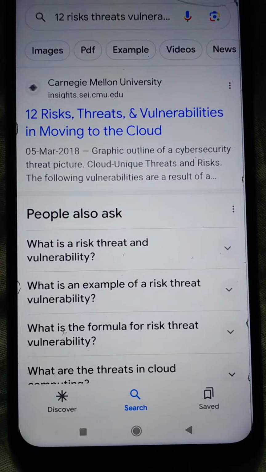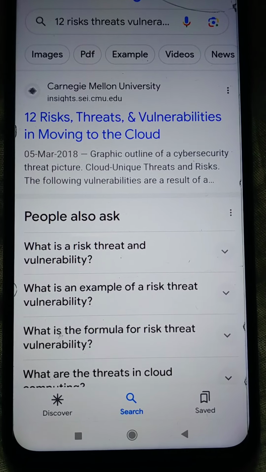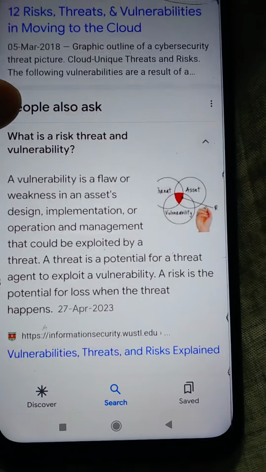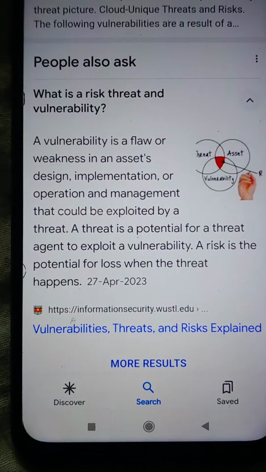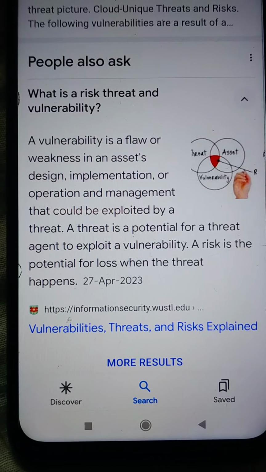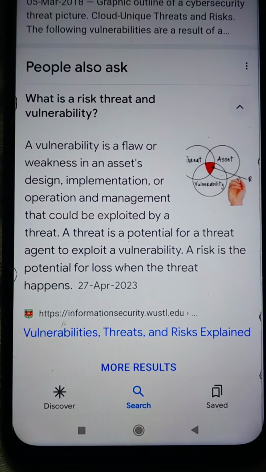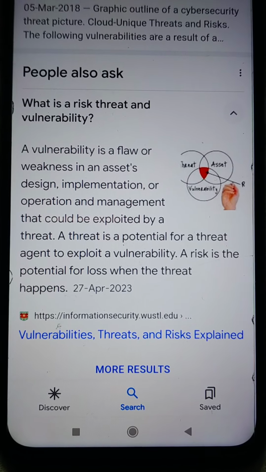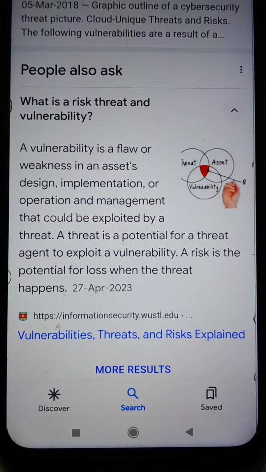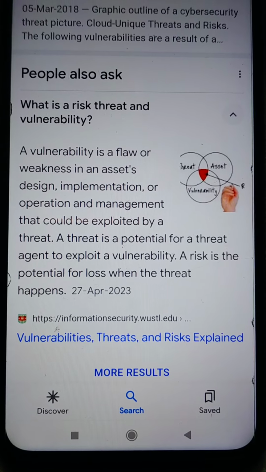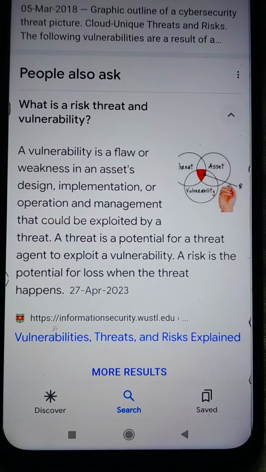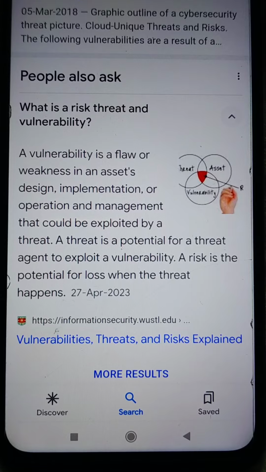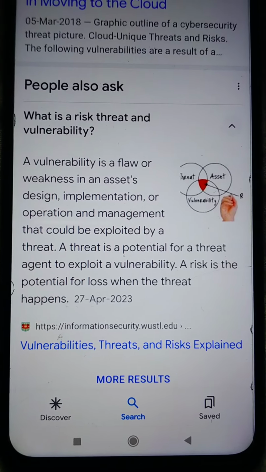First, what is a risk, threat, and vulnerability? A vulnerability is a flaw or weakness in an asset's design, implementation, or operations and management that could be exploited by a threat. A threat is a potential for an agent to exploit a vulnerability. A risk is the potential for loss when the threat happens.